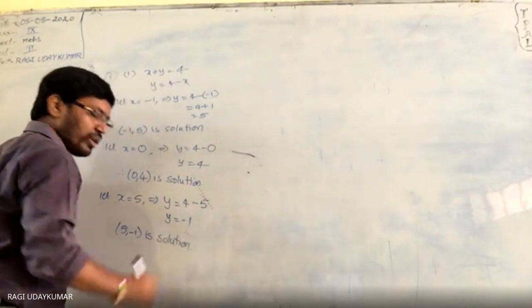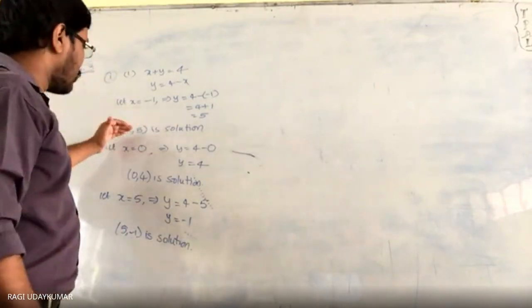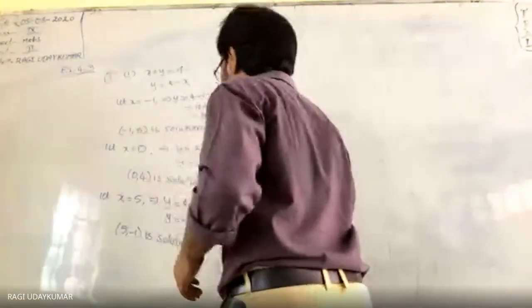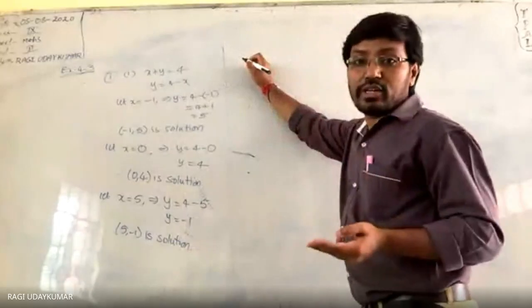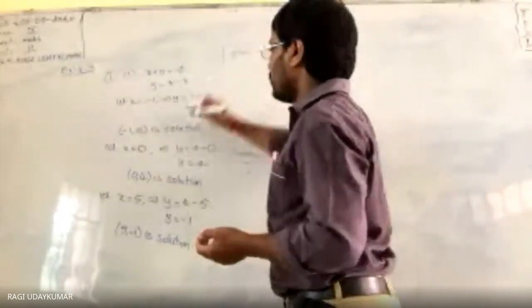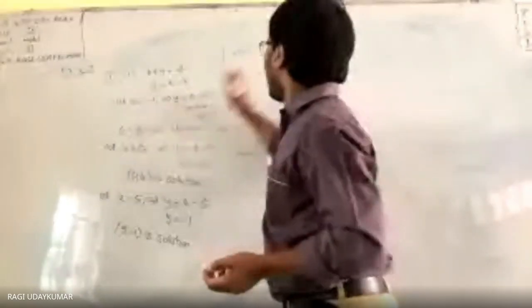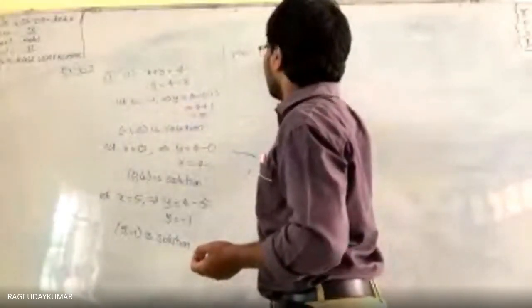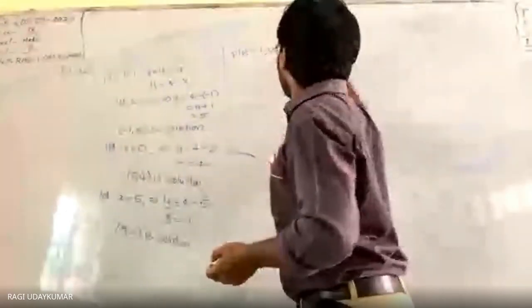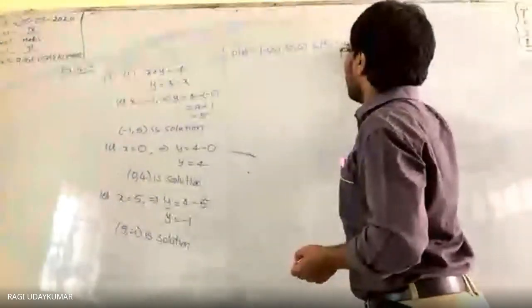So now what to do here? These 3 solutions you need to mark on a graph. That is called plotting, which you have learned in the coordinate geometry chapter. So plot minus 1 comma 5, 0 comma 4 and 5 comma minus 1 on the graph.